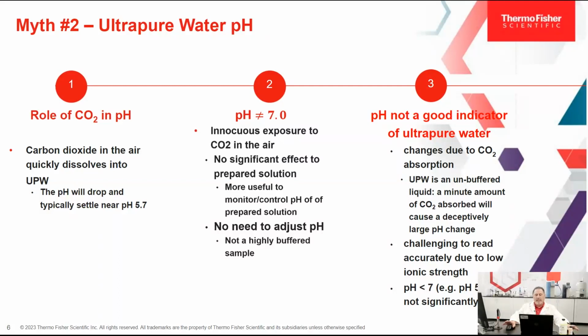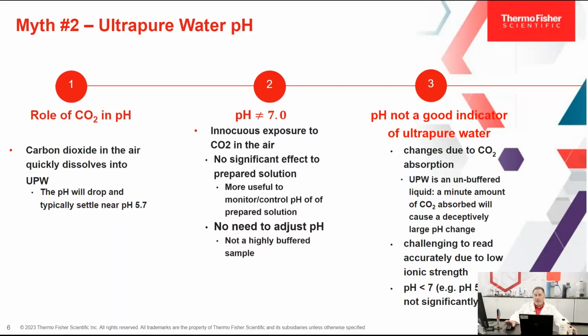So experts and standards organizations such as ASTM and USP agree that pH is not a useful indicator of ultrapure water. The pH of the ultrapure water changes due to CO2 absorption, and it is an unbuffered liquid. A minute amount of CO2 absorbed at the ppm level will cause a deceptively large pH change. Additionally, the pH is challenging to read because of the low ionic strength, and ultrapure water at a pH of about 5.7 is not significantly acidic.